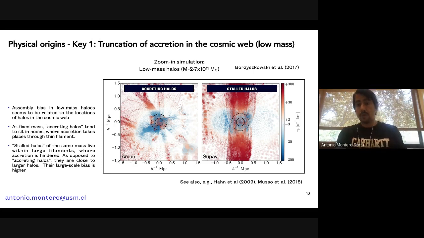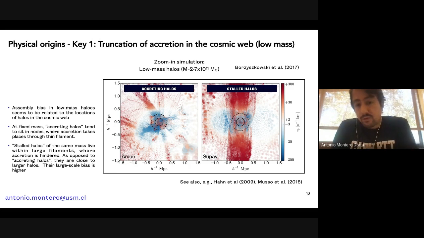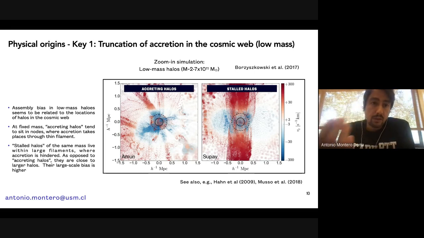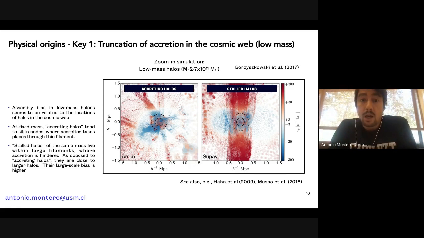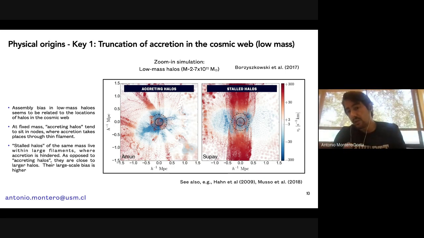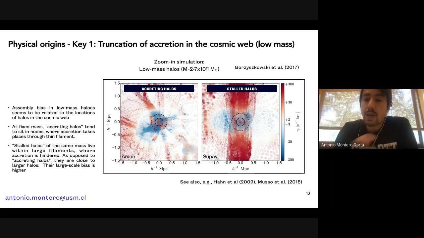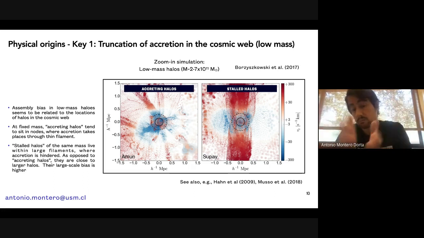Okay, so I'm going to briefly talk about some of the physical origins that have been proposed for these trends, which sometimes are not mentioned, particularly for the assembly bias trend. Maybe the first key element is the truncation of accretion for halos in different locations of the cosmic web. This is a work from Borzyszkowski, 2017, using high-resolution zoom-in simulations. He basically studied two types of halos, what they call stalled halos and accreting halos.